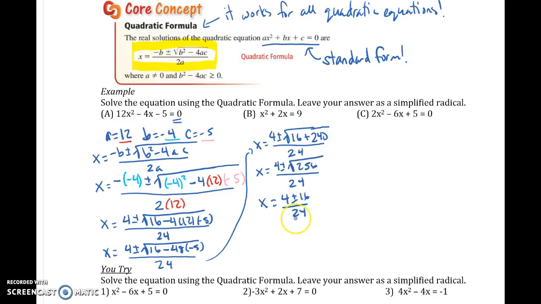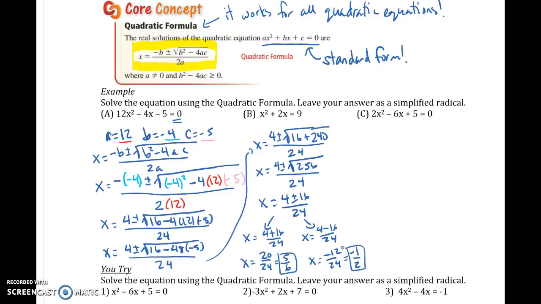And then just like before, if we can keep going, we want to keep going. So since I don't have anything in square roots left, let's separate this. So we get x equals 4 plus 16 over 24, or x equals 4 minus 16 over 24. So then we get 20 over 24, which reduces down to 5 over 6. And this gives us -12 over 24, which reduces down to -1/2. So those are our two answers. So the quadratic formula works for everything.